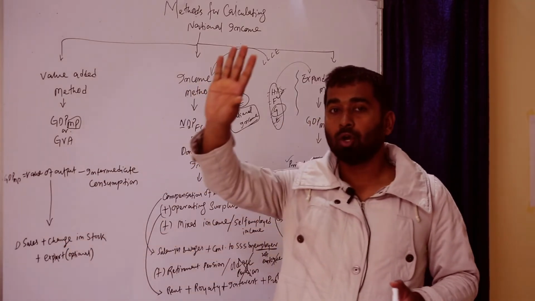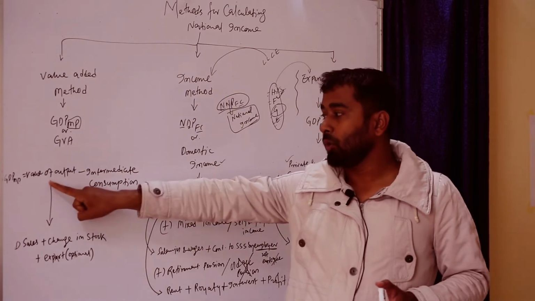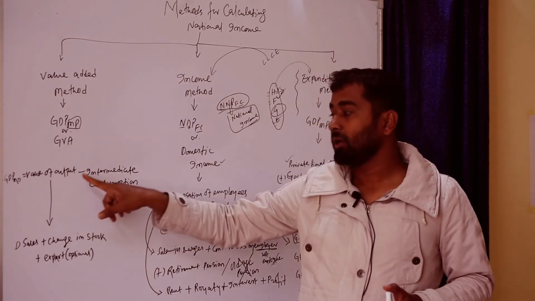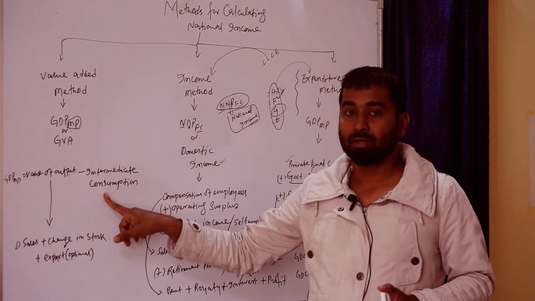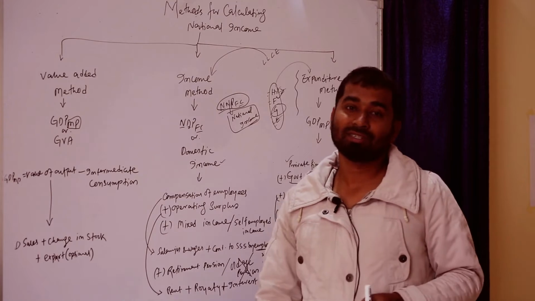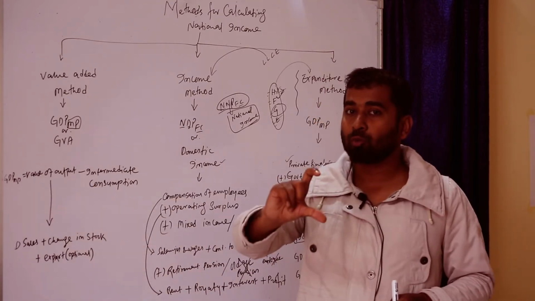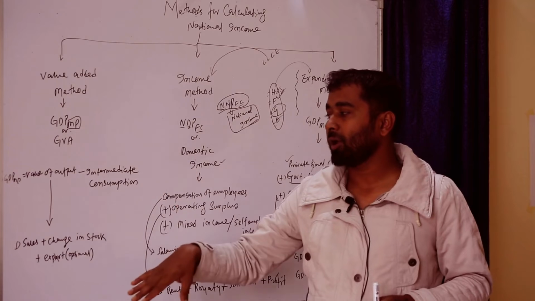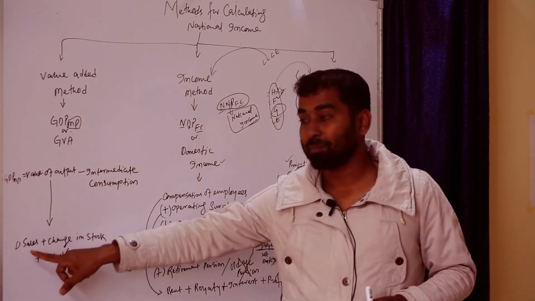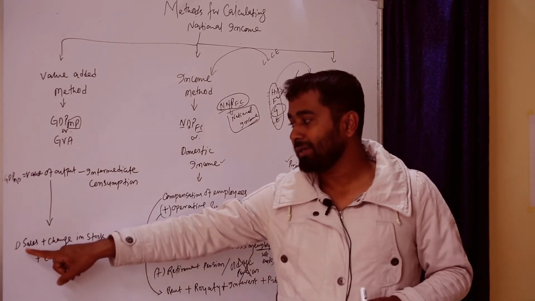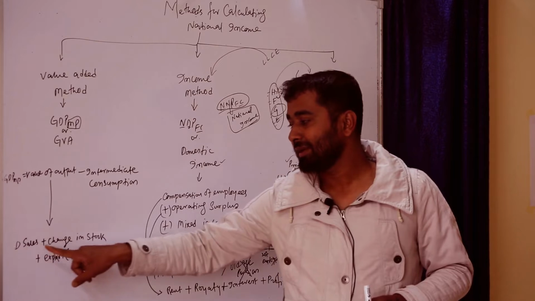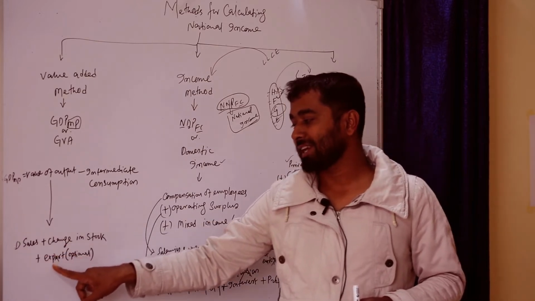Okay, so in gross value added or GDP MP in the value added method, when we are calculating GDP MP, only two things you should remember. One is value of output minus intermediate consumption. But in the questions, most of the time value of output is not directly given. Value of output is given in the form of parts, subparts. Let's see: one, domestic sales plus change in stock plus export.